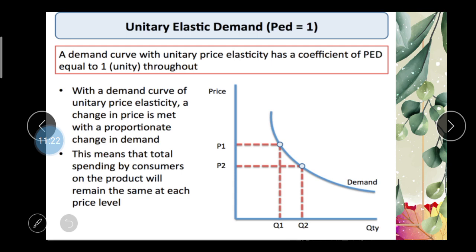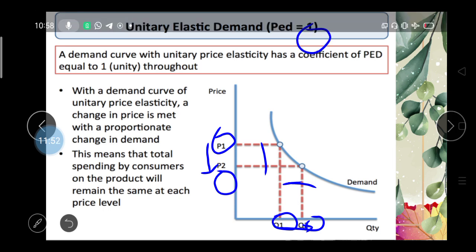Then after, the last one, the fifth one, is unitary elastic demand. Means what? There are the same changes in the price and the same changes in the quantity. If the price is decreased from P1 to P2, then the quantity changes from Q1 to Q2. So there is the same proportionate difference, and our elasticity of demand is considered equal to 1.